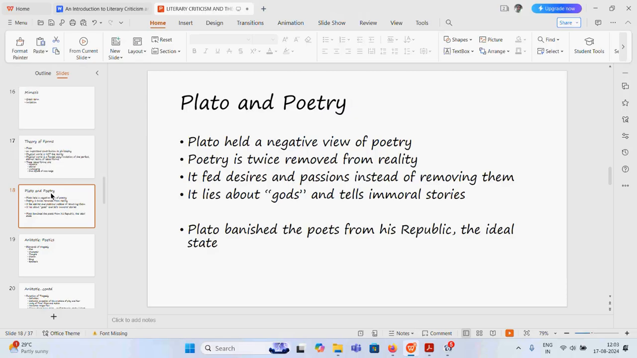Why does Plato dislike poetry? The three reasons are listed there. One, because for him, poetry is twice removed from reality. It is not a depiction of reality as it is. And because, according to him, it fed our desires and passions instead of removing them. This is more of a moral perception. Poetry should remove our desires and passions rather than feeding them. That is why it does not.